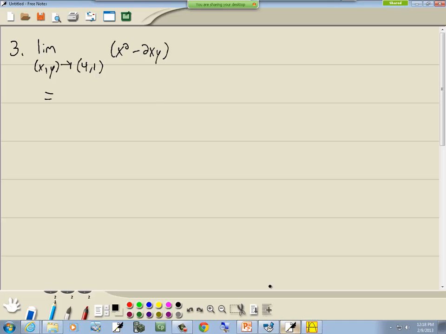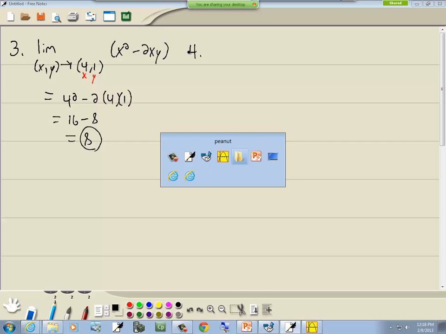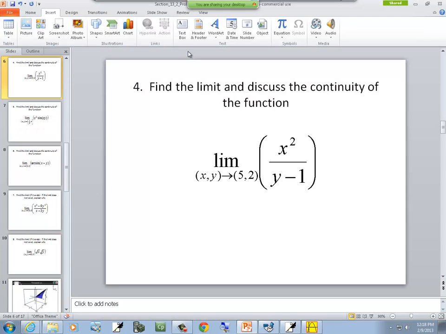Anyway, it's fine. So we're just going to go ahead and plug this in for x and plug this in for y. So let me label those again. This is your x and this is your y. And we have 4 squared minus 2 times 4 times 1. So that gives us 16 minus, and then 2 times 4 is 8. So we got 16 minus 8, or 8. Now these are kind of tricky if you don't have a good package to look at the graphs on, and we'll see that in some examples.